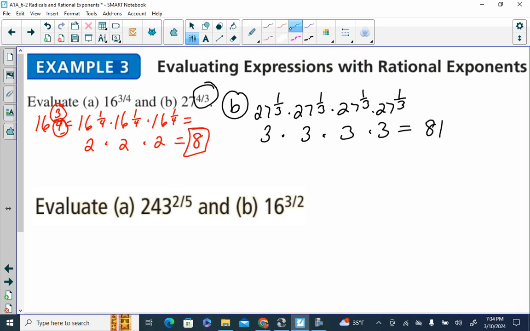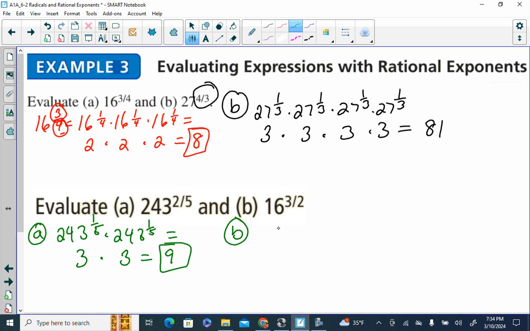Right? Let's look at these examples here. 243 to the 2/5 power. That's the same as 243 to the 1/5 power times 243 to the 1/5 power. So I want the fifth root of 243. That's 3 times 3 is 9, times 3 is 27, times 3 is 81, times 3 is 243. So that's the same as 3 times 3, which is 9.